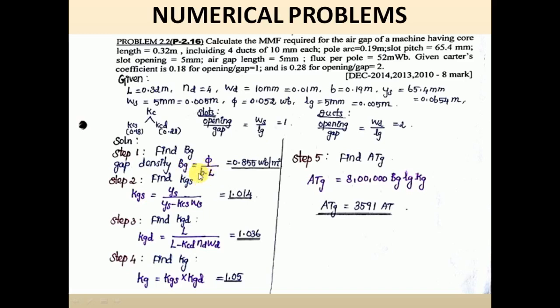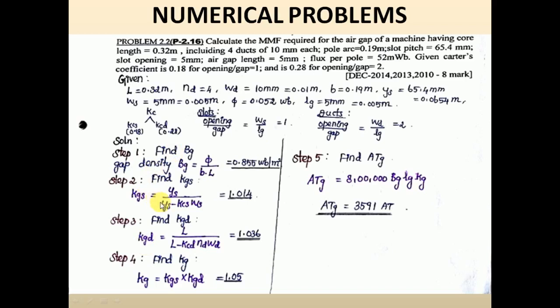This is the representation for pole arc, and you will be able to calculate the value of Bg here. Next you have to calculate the term Kg. For calculating the term Kg, you have to see if both slotted and radial ventilating ducts are provided. Yes, radial ventilating ducts are there and it's slotted too. So definitely Kg will be the product of Kgs and Kgd. So you have to find Kgs and Kgd separately.